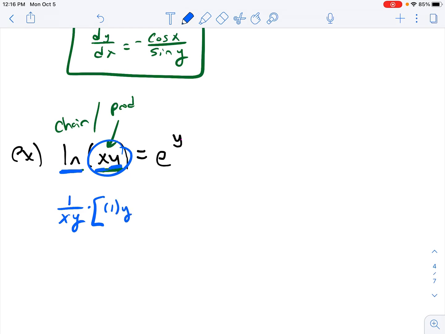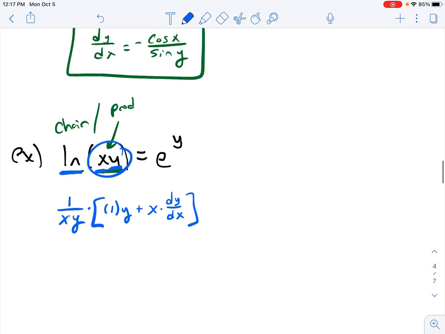Derivative of x is 1 times the y, plus I will keep the x times the derivative of y, dy dx. And there is the whole left side of the equation. Moving on to the right side, the derivative of e to the y is, of course, e to the y itself, but because it was a y term, multiply by dy dx. Okay? And so we do have dy dx's on both sides of the equation. We'll have to clean that up a little bit.